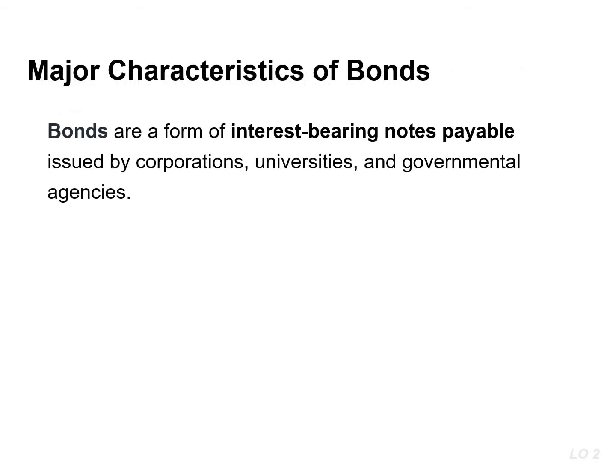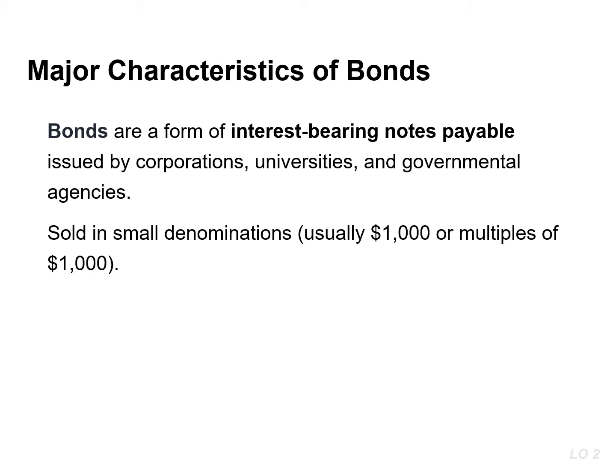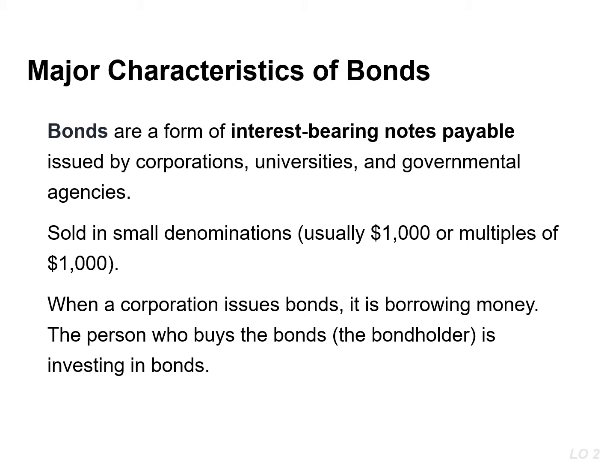Bonds are a form of interest-bearing notes payable issued by corporations, universities, and governmental agencies. Bonds, like common stock, are sold in small denominations, usually $1,000 or multiples of $1,000. As a result, bonds attract many investors. When a corporation issues bonds, it is borrowing money. The person who buys the bonds, the bondholder, is investing in the bonds.